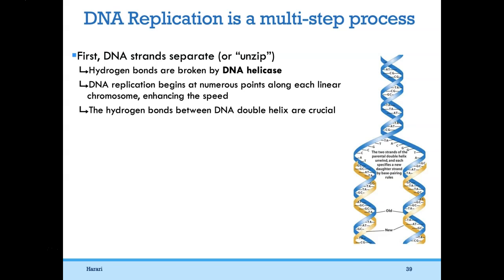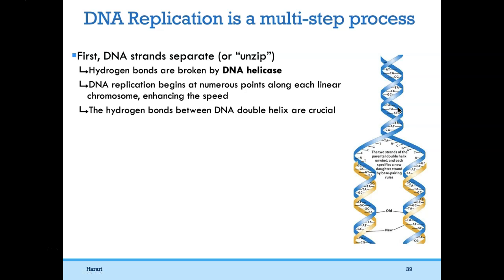So now we're going to zoom into what we just saw. So we said the first thing that has to happen is the DNA strands have to unzip. Right? The first thing is they have to separate. And the hydrogen bonds are what are keeping the two strands together. So a special enzyme called DNA helicase comes in and it starts breaking up the hydrogen bonds between the double helix. And this happens at numerous points along each linear chromosome.